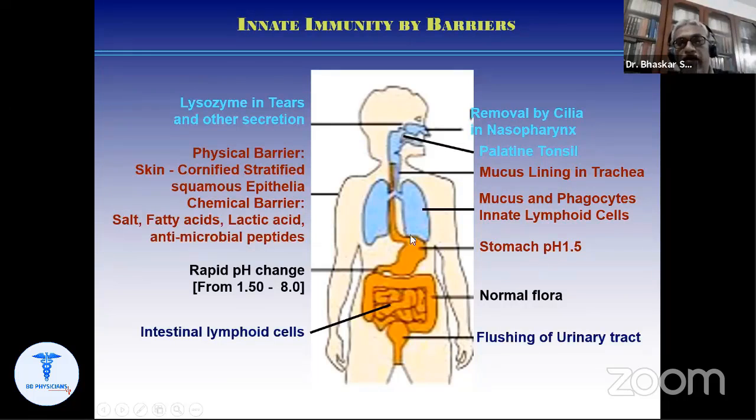And stomach, here you see I have already told that is 1.5, and then the normal flora compete with the invading microbiota. And of course, there is continuous flushing of urinary tract so that they cannot colonize in the urinary tract. So this is basically the normal physiological mechanism that is very innately integrated into the organism, and that is what altogether presents the barriers to any pathogen invasion.